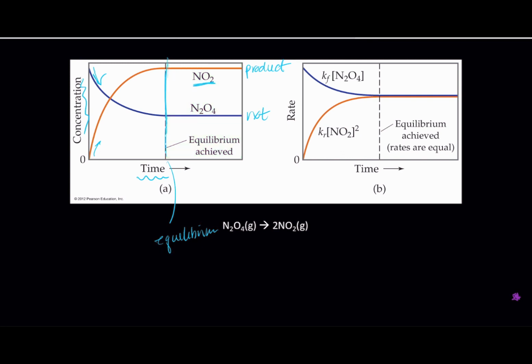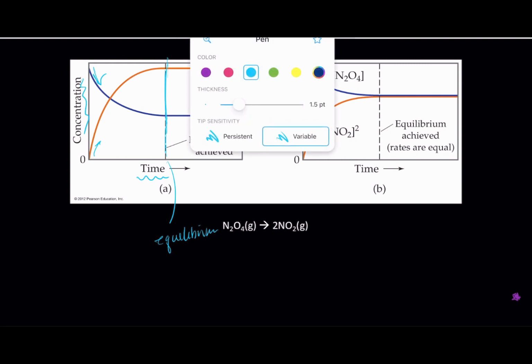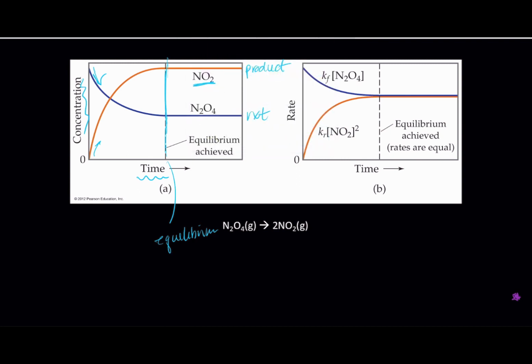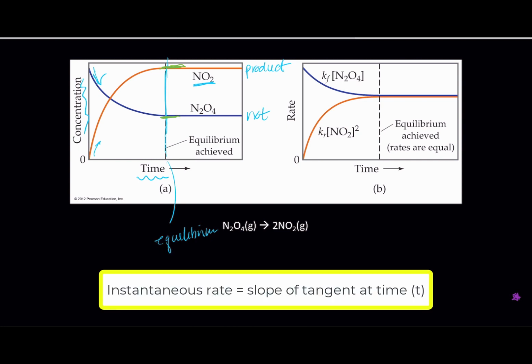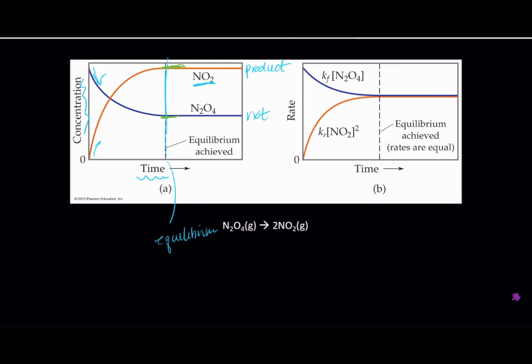If we think back to the previous unit, we talked about instantaneous rates. How do we find an instantaneous rate? The slope of the tangent line at time t. When we hit this part where it's a plateau, the slopes of the tangents are equal. The slopes of the tangent lines for both NO2 and N2O4 are the same. Therefore, their rates are the same, which means that we have reached equilibrium, yes?